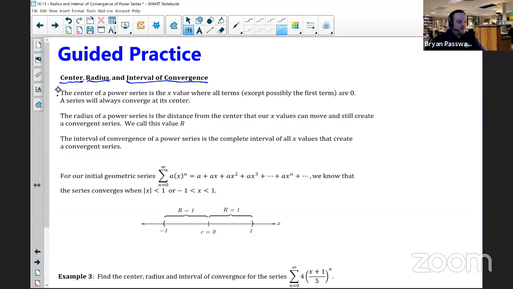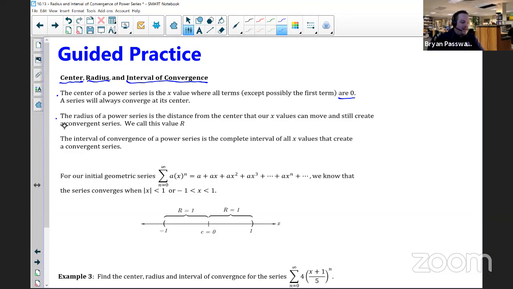The center of a power series is the x value. It's the location, the x coordinate, where all of the terms, except maybe the first term, are going to be 0. Every single power series will converge at its center. So the center of the power series is going to be the x value that makes all the terms essentially just become 0.